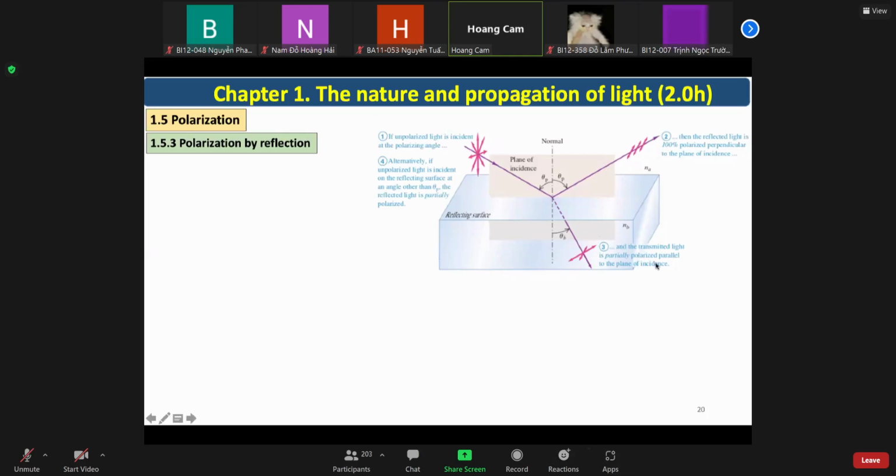And now we will continue with some cases. First, we're going to talk about the polarization by reflection. So showing you in this figure is an unpolarized light. So how can we recognize unpolarized light? We see here the red vectors show the direction of the oscillation of the electric field. And inside this light, we see the electric field distributed randomly. So in this case, we get the unpolarized light.